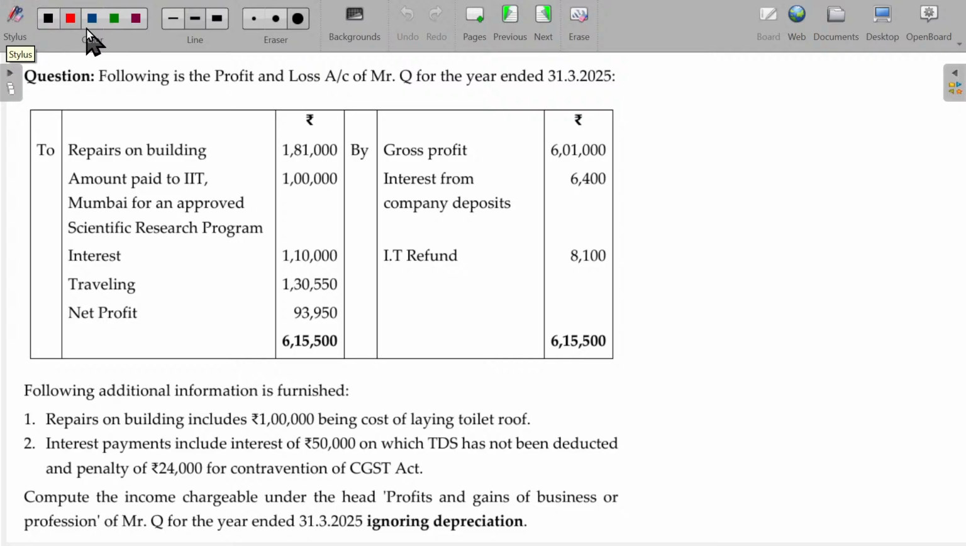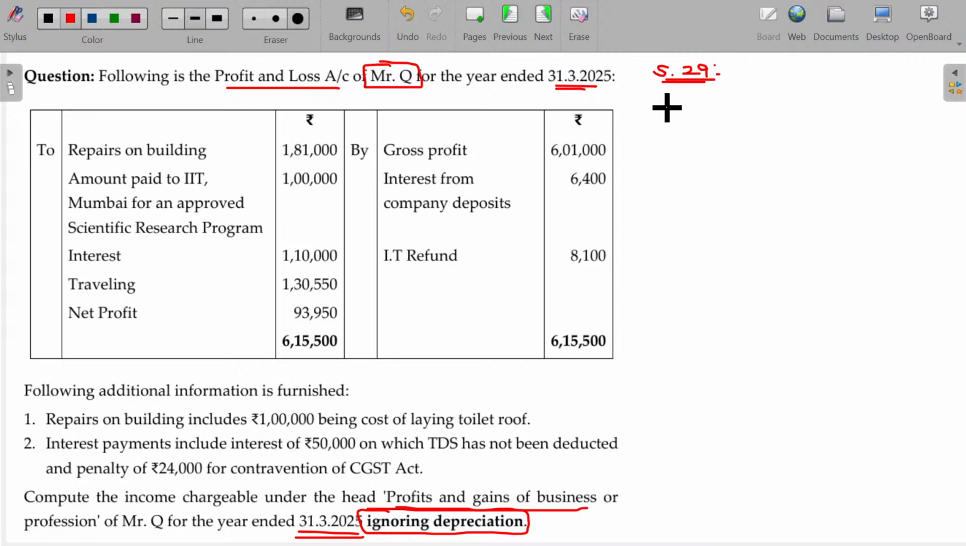Now, following is the profit and loss account of Mr. Q for the year ended 31st March 2025. Compute the income chargeable under the head PGBP, ignoring depreciation. How can we calculate? The computation of PGBP is given under section 29. You can recap that. Section 29.